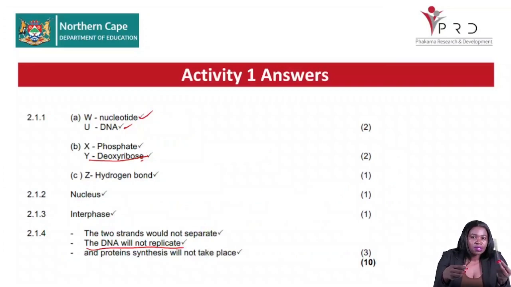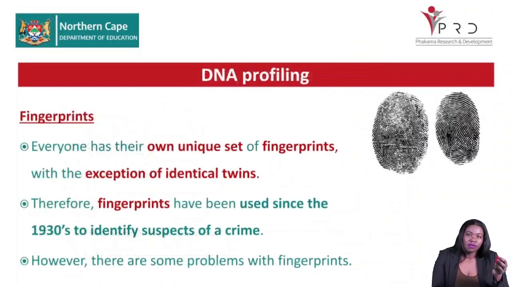Because for protein synthesis to take place also, it means that the DNA has to open up in order to form RNA as well. The mRNA is formed in a similar process to the process of DNA replication. So without those weak hydrogen bonds breaking, it will not be possible for protein synthesis to take place as well. Okay, now let's have a look at DNA profiling.